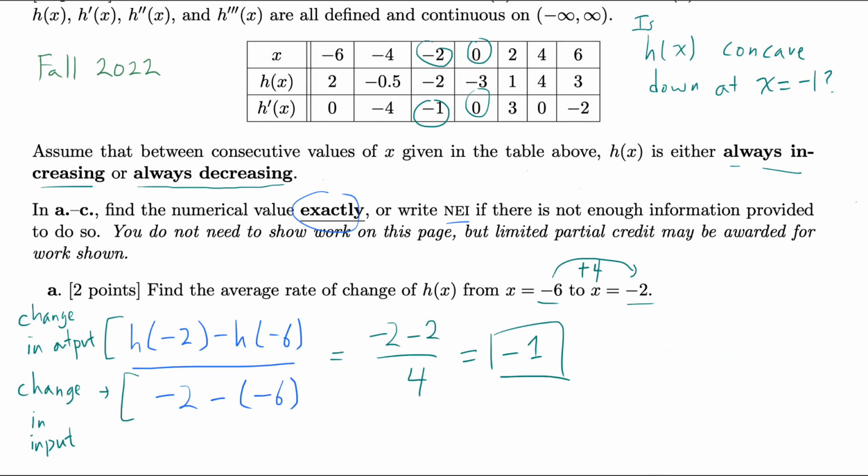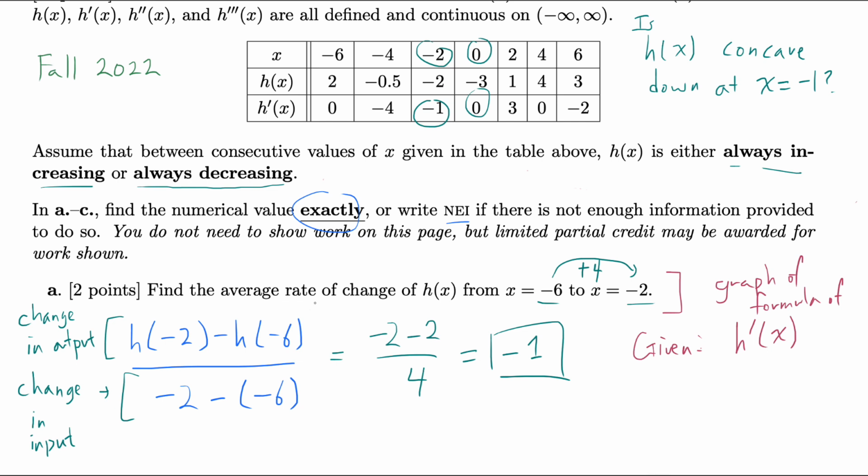Another possible variation is that, rather than giving you these values of h, the question is exactly the same, but now you're given some information about h prime of x. So maybe you're given a graph of h prime of x, or maybe you're given a formula, and you have to find the average rate of change of h of x from this. So that's another possible variation, I suppose.